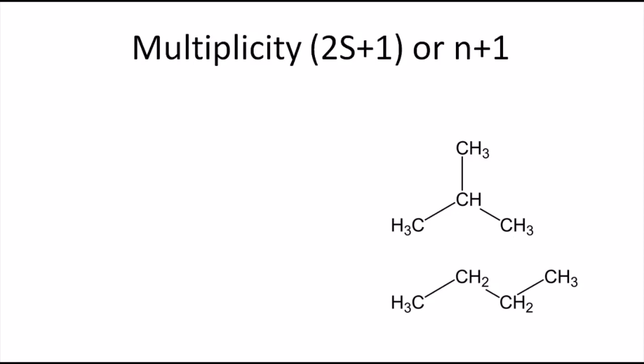Right, 4 and a half. 9 halves are 4 and a half. That is, the total spin is 9 by 2. The 2 cancels out, and 9 plus 1 will give 10 signals. Or you can use this formula n plus 1, that is the number of hydrogens plus 1. There are 9 hydrogens plus 1. Therefore this signal splits into 10.